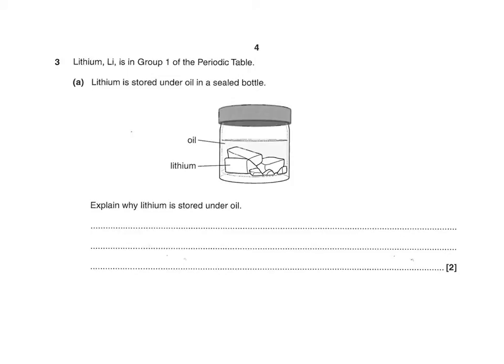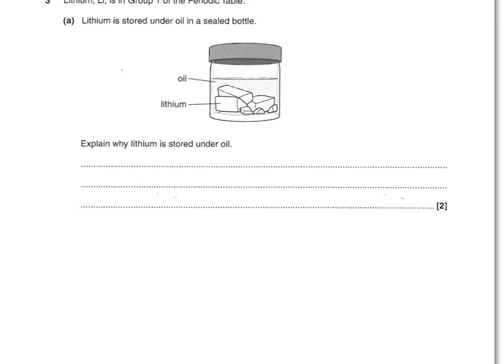Next question, lithium is in group 1 of the periodic table. Lithium is stored under oil in a sealed bottle. Explain why lithium is stored under oil. So this is the idea that it reacts quite readily with the air and water. So first mark, you can say it reacts with water, and therefore it can't be stored in water, and it also reacts with oxygen as well. So it reacts with water for the first mark, and it reacts with oxygen for the second mark.